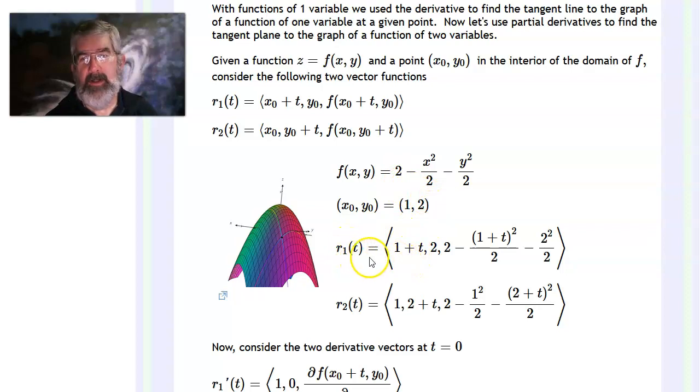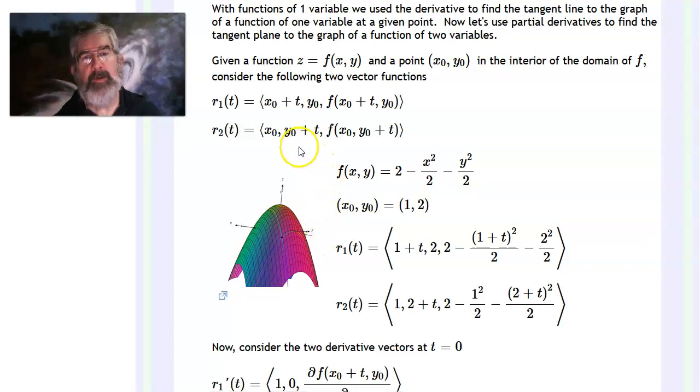r1 of t here is (1 + t, 2, and then plug all that stuff in, with the t's plugged in like this). What that's describing is this curve that you can see highlighted here passing through that point, (1, 2, -1/2). This is the one moving in the x direction.